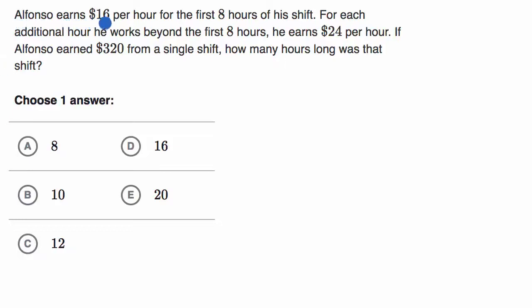Alfonso earns $16 per hour for the first 8 hours of his shift. For each additional hour he works beyond the first 8 hours, he earns $24 per hour. If Alfonso earned $320 from a single shift, how many hours long was that shift?